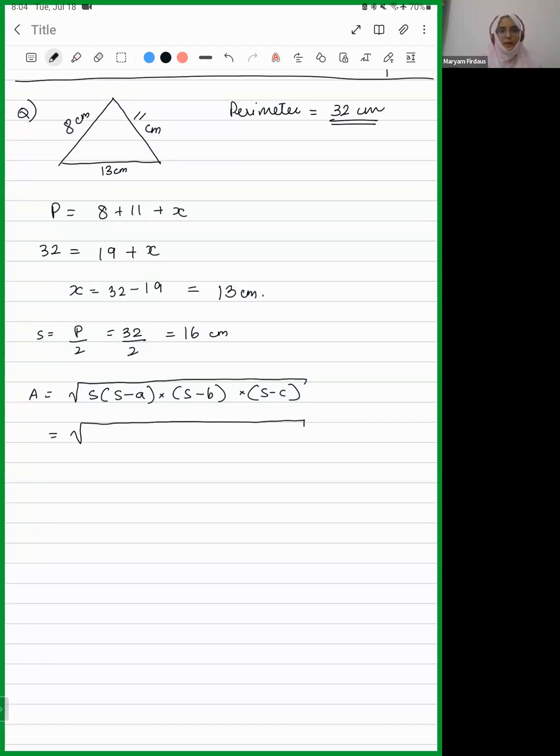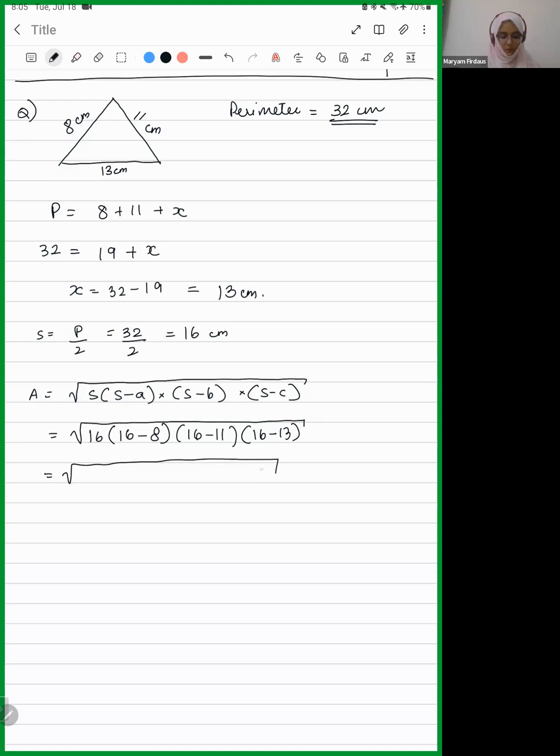Avni, can you tell me what should we write here? Ma'am, S is equal to semi-perimeter, so 16 bracket, again 16 minus A, so A is equal to 8. Okay. Then closing the bracket, then S 16 minus 11. Good. Then 16 minus the third side, 13. Good. Okay.